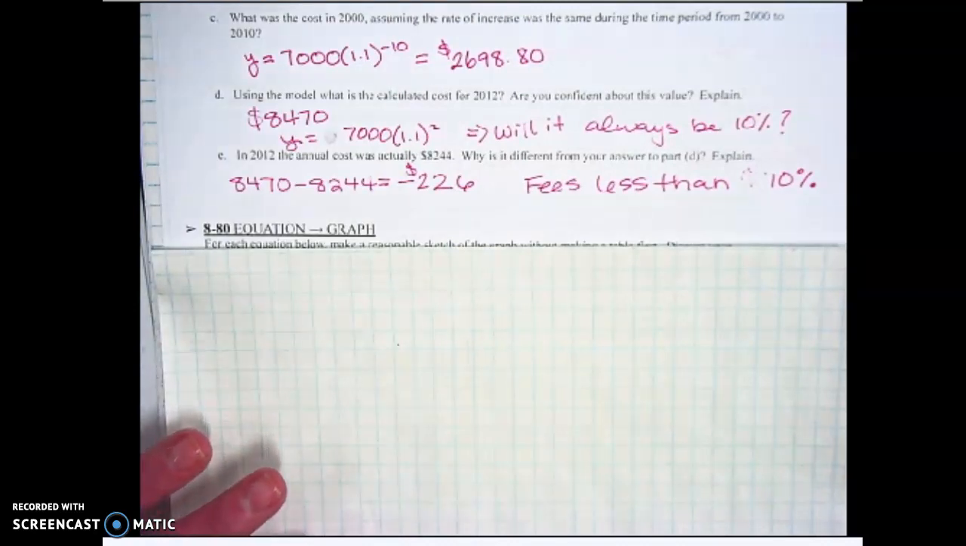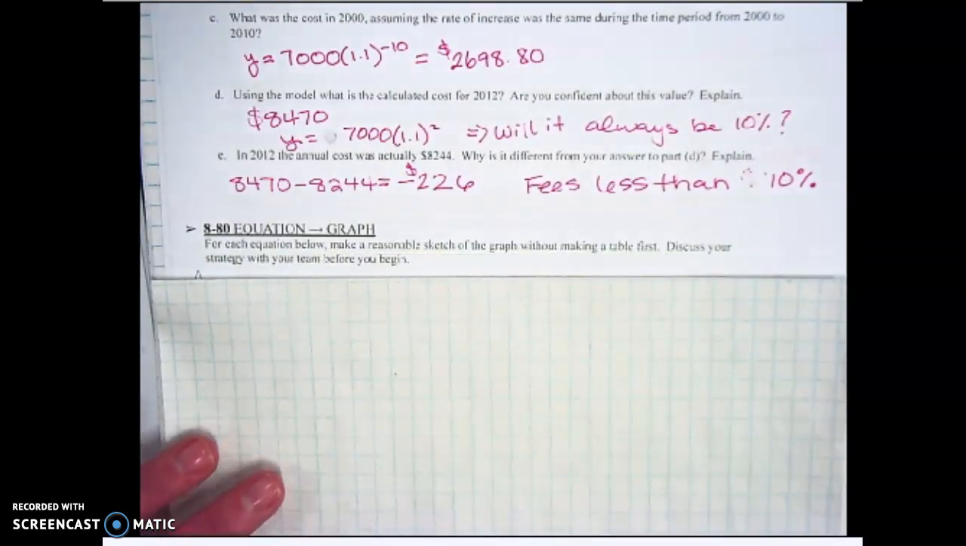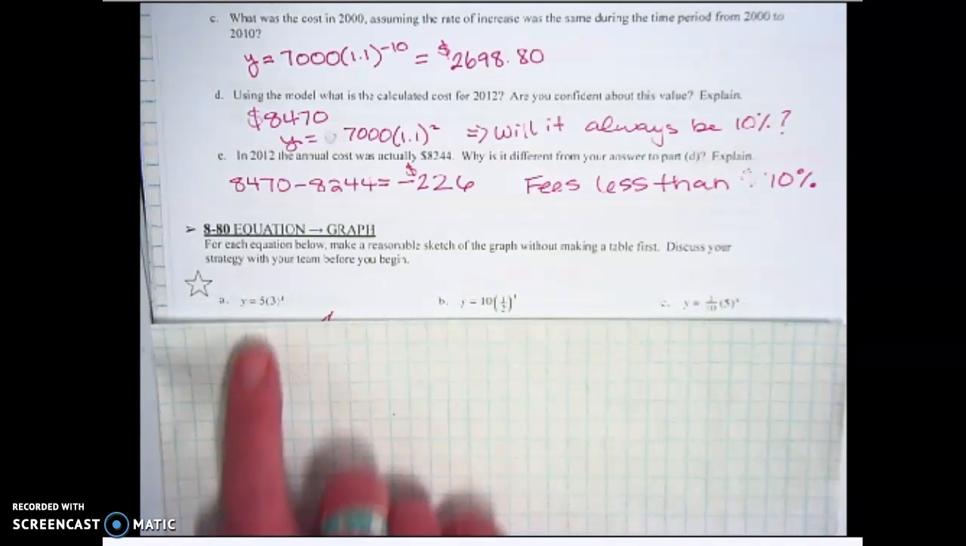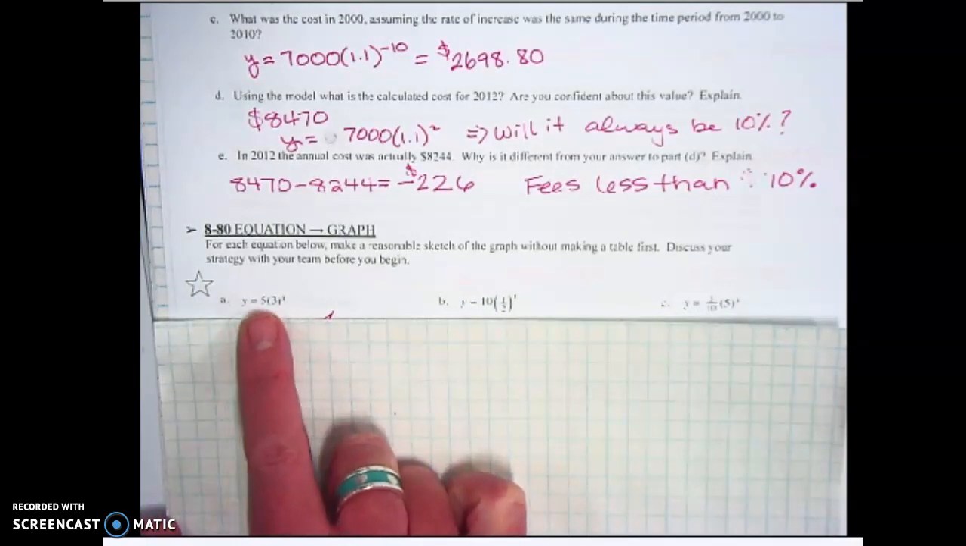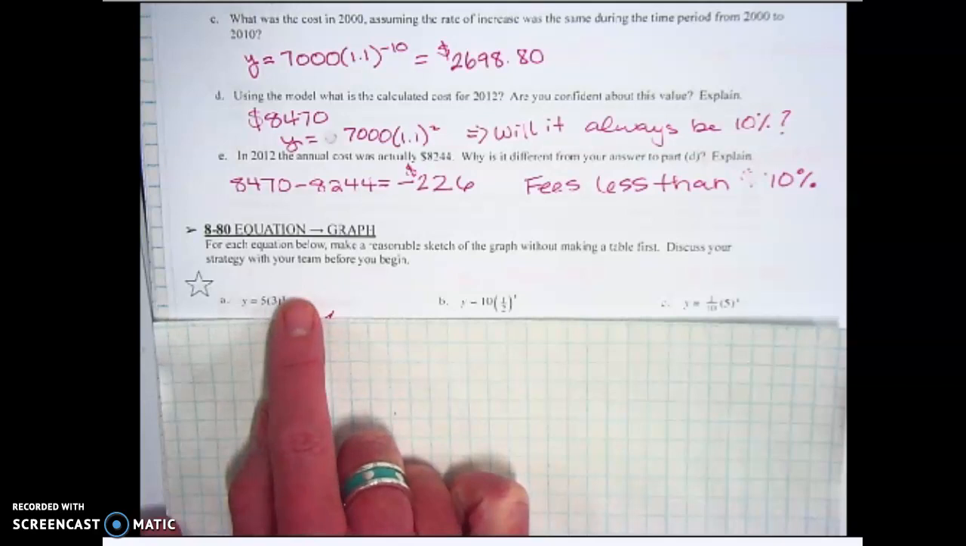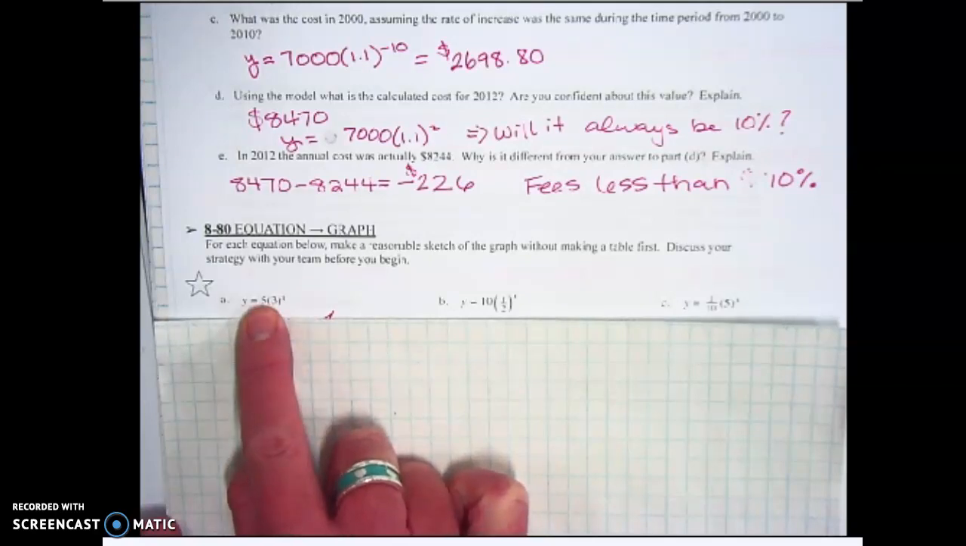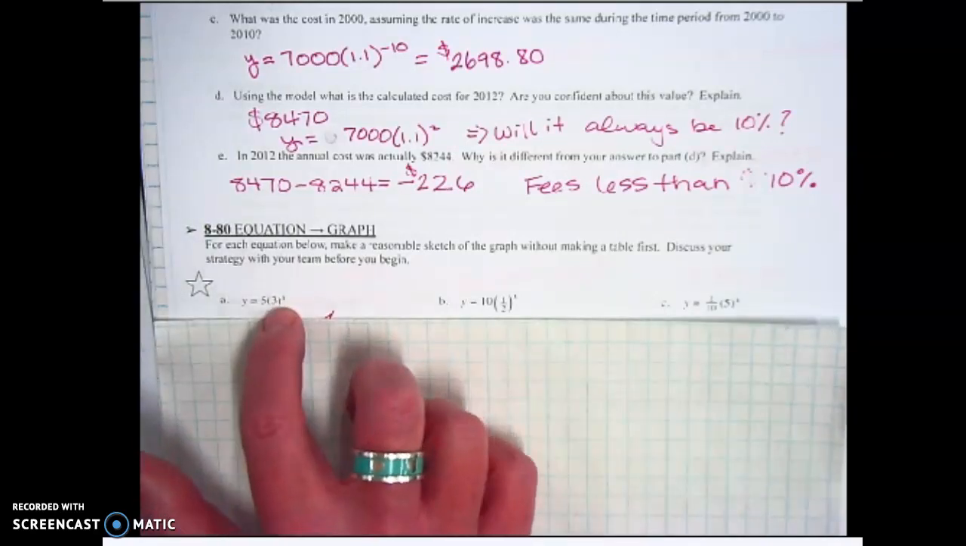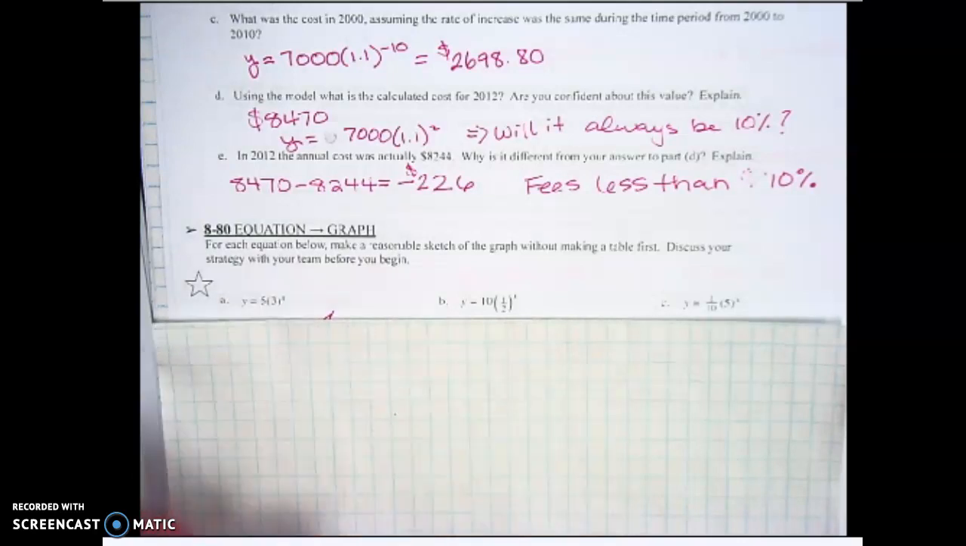Question 80. Taking the equation to a graph. For each equation below, make a reasonable sketch of the graph without making a table first. Discuss your strategy with your team before you begin. Okay, so we have the equation y equals 5 times 3 to the power of x. What does the 5 represent? Where it's crossing the y-axis, right? And then what does the 3 represent? What it's being multiplied by each time, right?